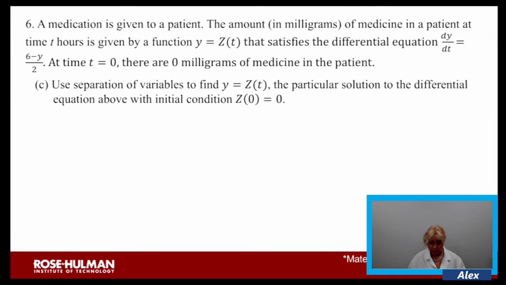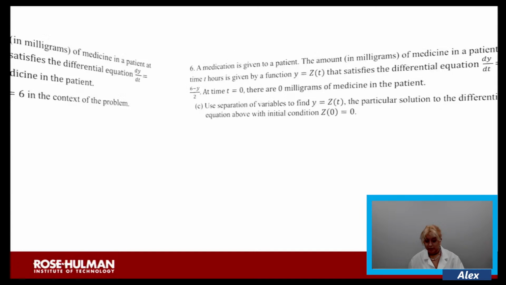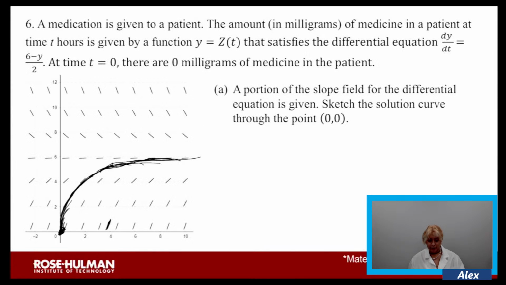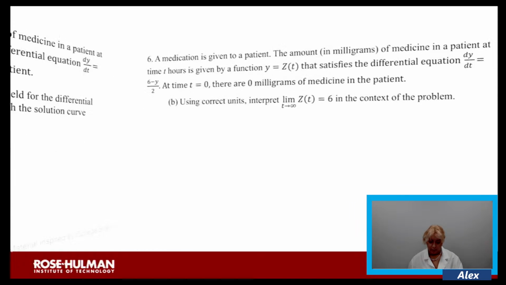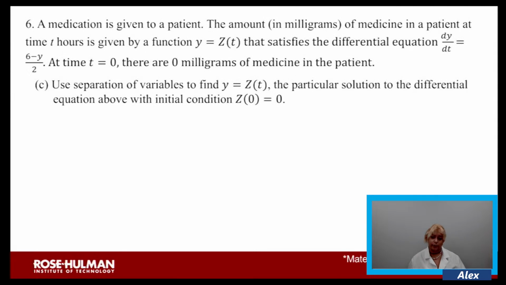And so for part C, use separation of variables to find y equals z of t, the particular solution to the differential equation above with the initial condition z of 0 equals 0. I don't believe we have time for this one. However, you have to consider the information that we found in the previous parts in order to justify your answer, and it gives you an idea on where to start. If you look at this graph, it can be used as a sanity check to see if your answer after the variable separation fits this model. And if not, that can be a way of checking to see if you maybe messed up somewhere.